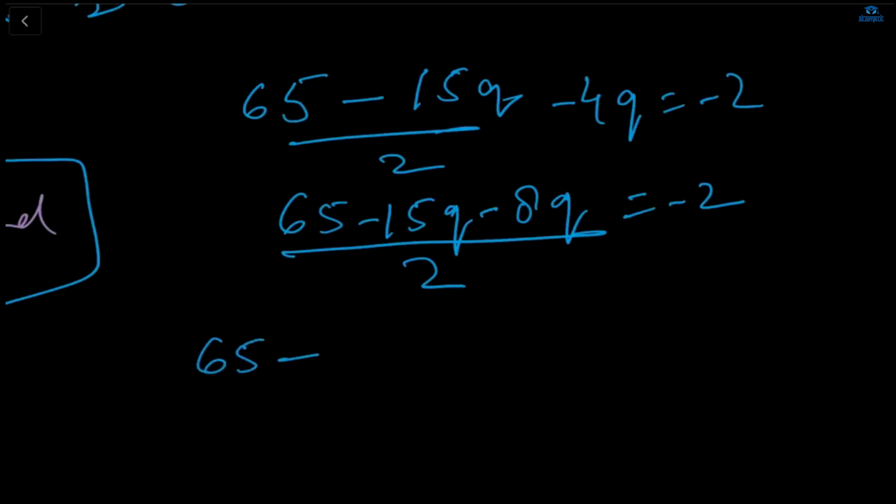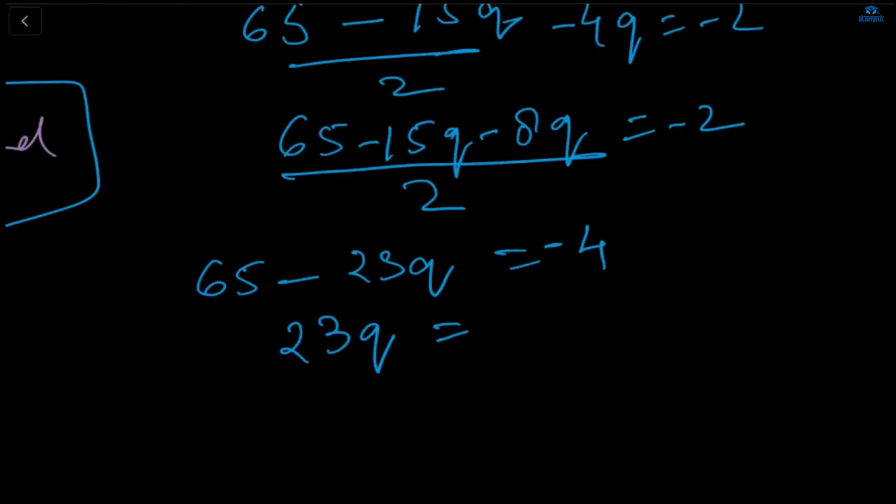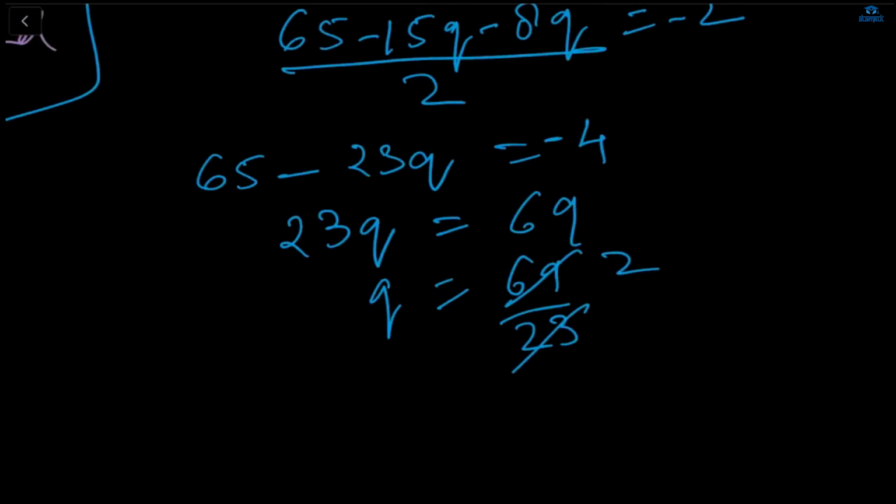Cross multiplying, 15 plus 8, you will get 23Q. 23Q is equal to 65 minus 4, so you can take Q there. So 23Q is equal to 65 plus 4, so it will be 69. Q is equal to 69 by 23. So it will be 3. Yes, the Q value you have got is 3.